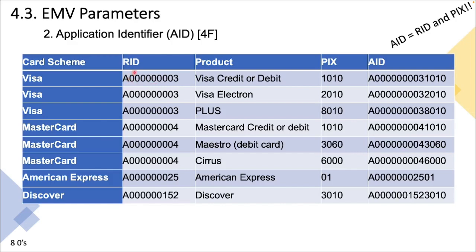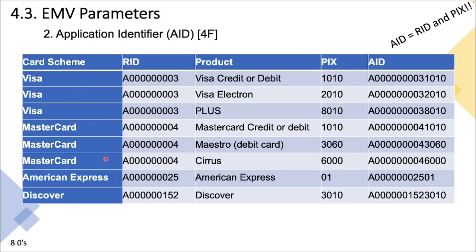So you'll see that the first root in the first row is A, 8 zeros and a 3. Okay, and you see that the first two rows have the same thing. Now, if you look to the left, you'll see that all three belong to Visa. So what this tells us is that if you ever see an AID where the root component is A803, it means that the application we are dealing with belongs to Visa.